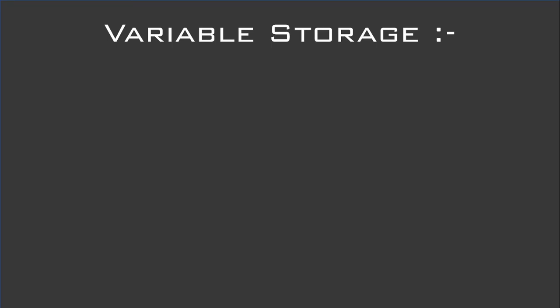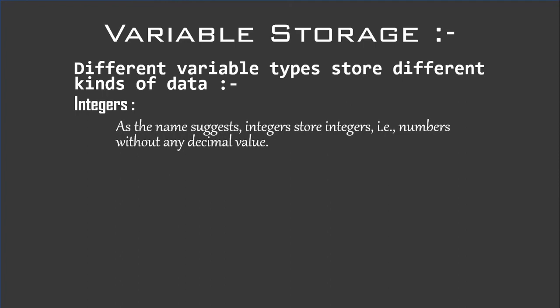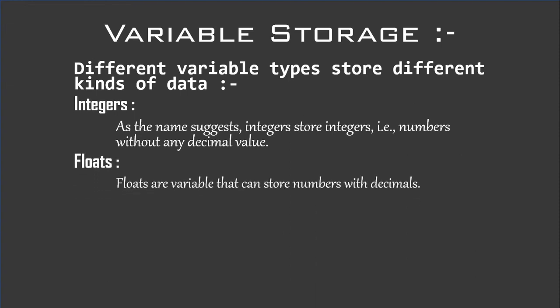So, variable storage. What do variables store in them? Different variable types store different kinds of data. Integers. As the name suggests, integers store integers. That is, numbers without any decimal value. For example, 1, 2, 3, 4, 5, etc. Floats. Floats are variables that can store numbers with decimals. For example, 0.1, 0.2, 2.5, 2.0, etc.